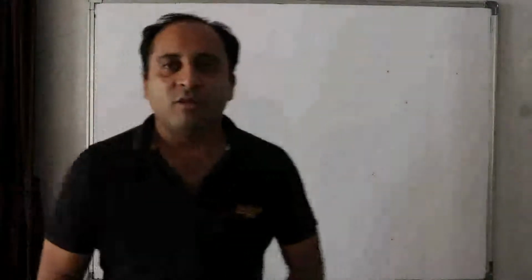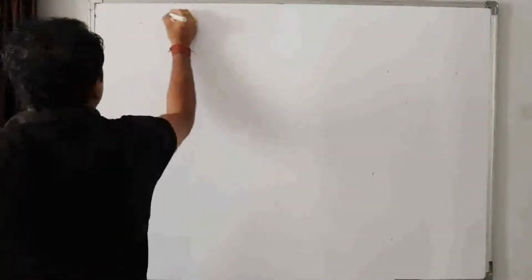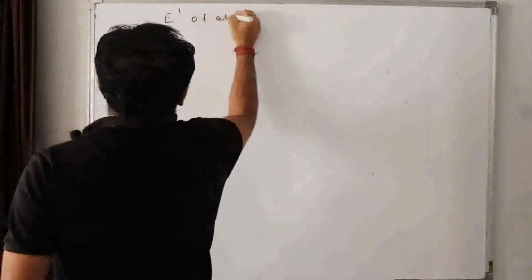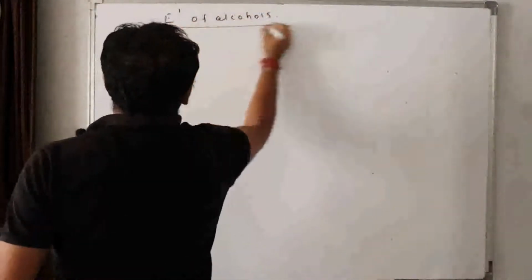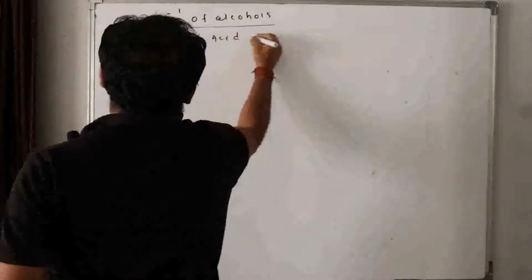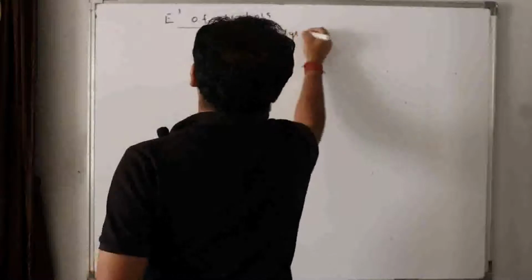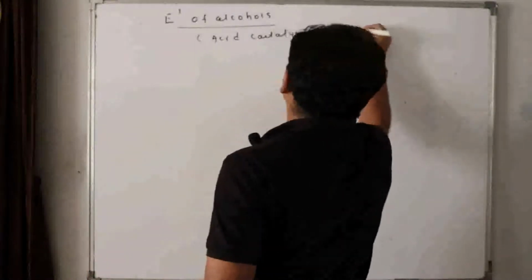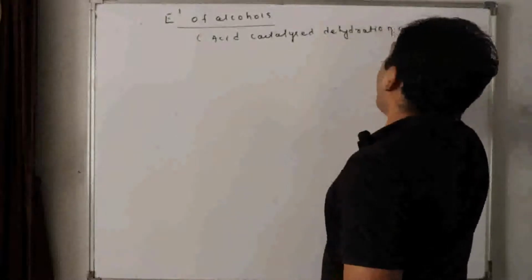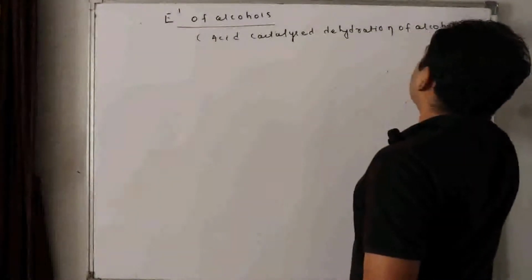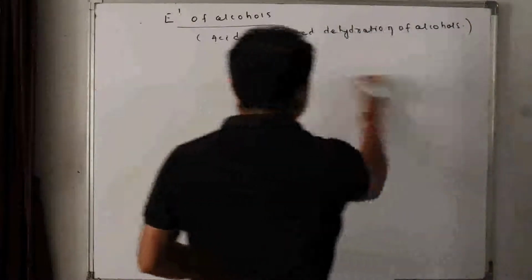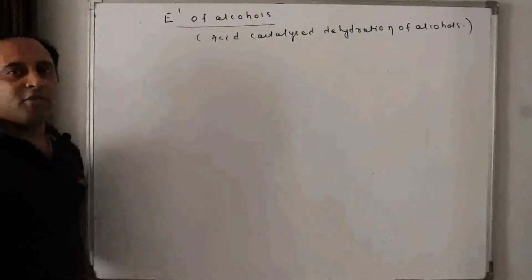Elimination unimolecular of alcohols, or it is also called acid catalyzed dehydration of alcohols. E1 of alcohols. Listen carefully. E1 reactions of alcohols. What is that? Look here carefully. Rather, I will say this reaction as acid catalyzed dehydration of alcohols. What is this? Acid catalyzed dehydration of alcohols. Look here carefully.